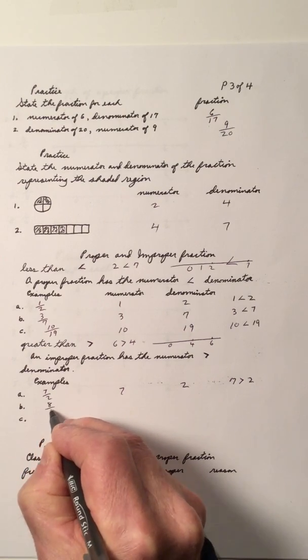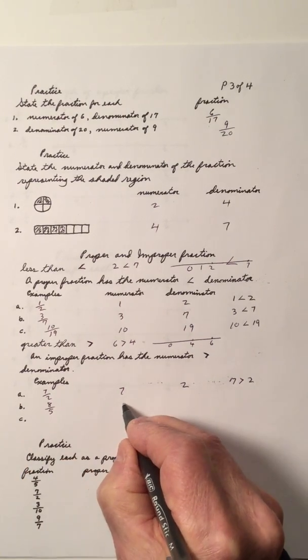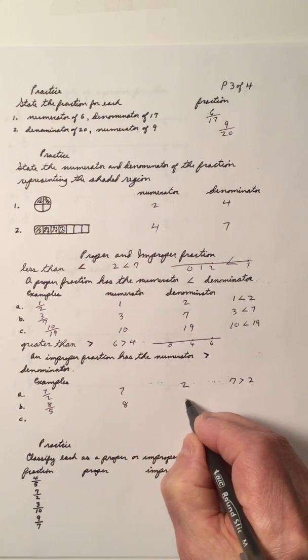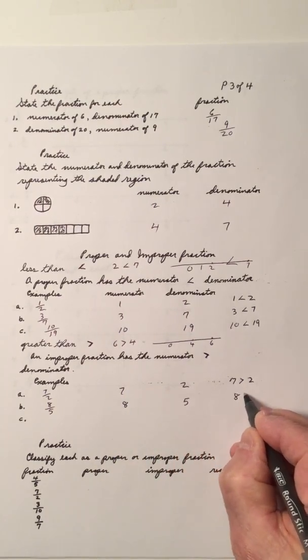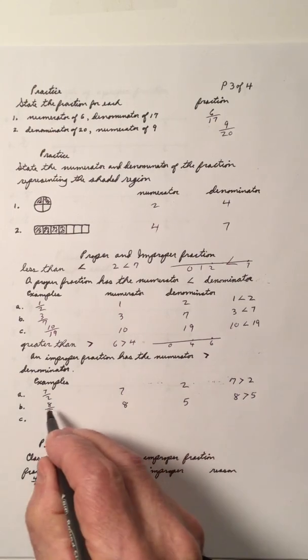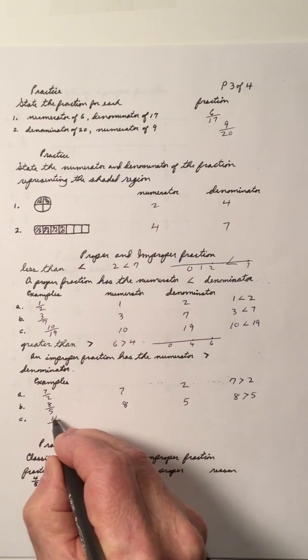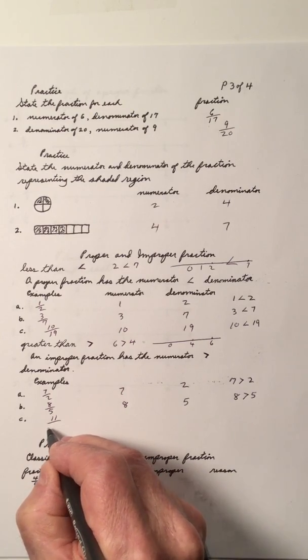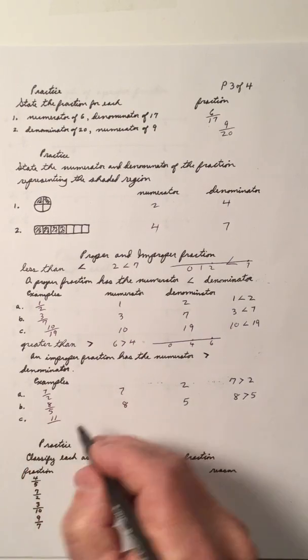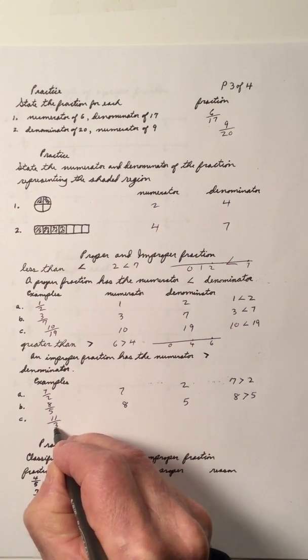8 over 5. 8 is the numerator, 5 is the denominator. 8 is greater than 5. Notice improper fractions. So if I put down 11, then I have to have a number less than 11 and greater than 0 because we can't divide by 0. So let's go with a 3.